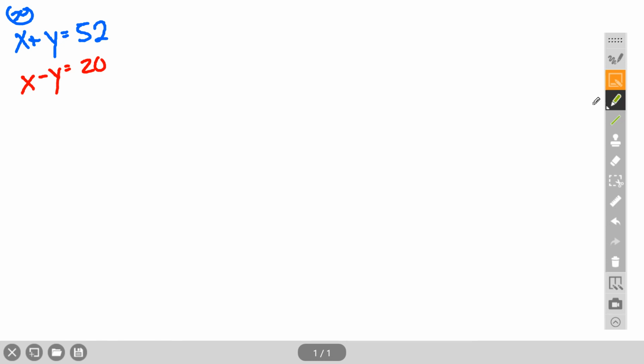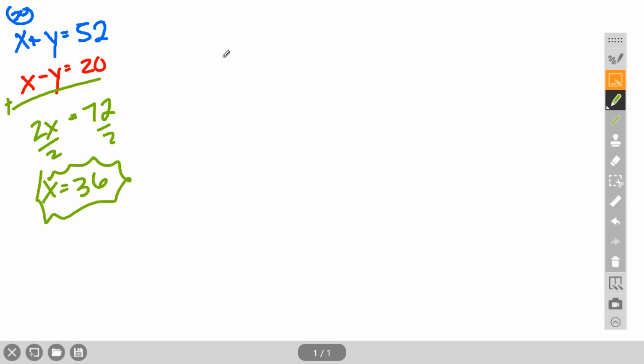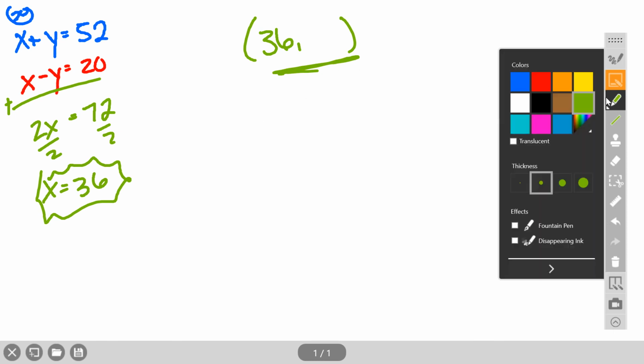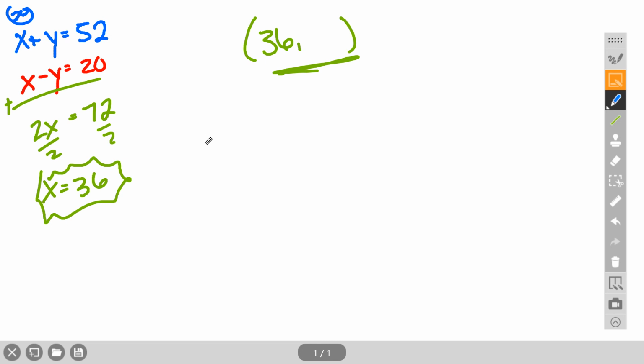Pretty straightforward. This is an elimination problem, and it's already set up for elimination, so I'm just going to add them together. The y's will eliminate. 2x is equal to 72. I'll divide by 2. X is equal to 36. So one of the numbers is 36. If I want to find the other number, I just plug this into one of the equations. I'm going to use the first one. 36 plus y is equal to 52.